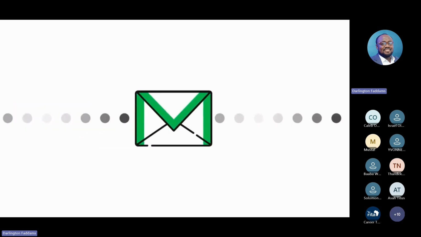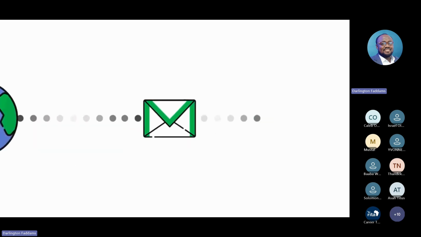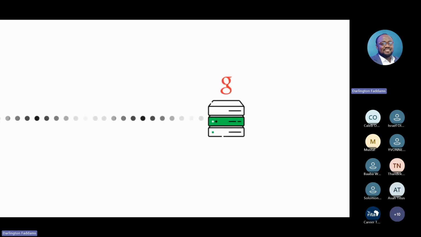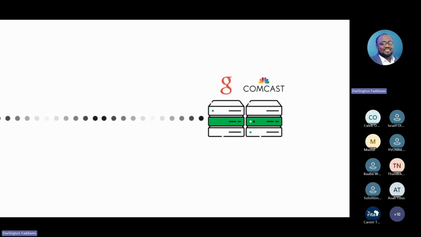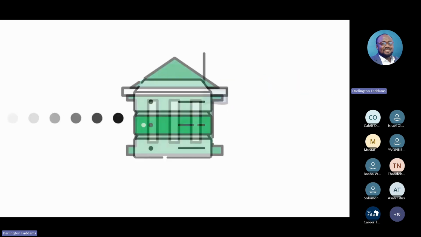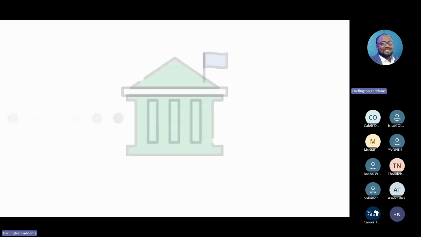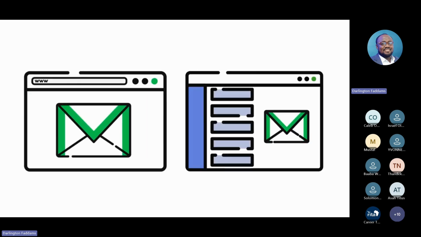All email travels over the internet and is stored on email servers. An email server can belong to a webmail provider like Gmail, an internet service provider like Comcast, or a web hosting provider like GoDaddy. You can think of an email server like the post office, where your mail is collected and stored until it's delivered to you. Webmail and email clients are two ways you can send and receive email.